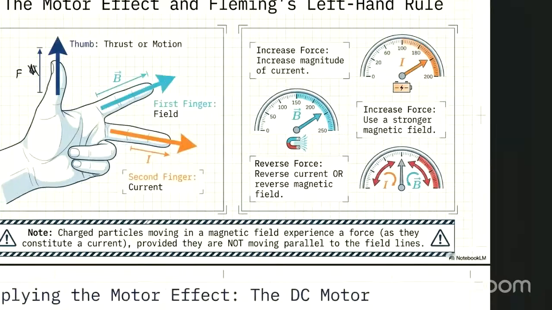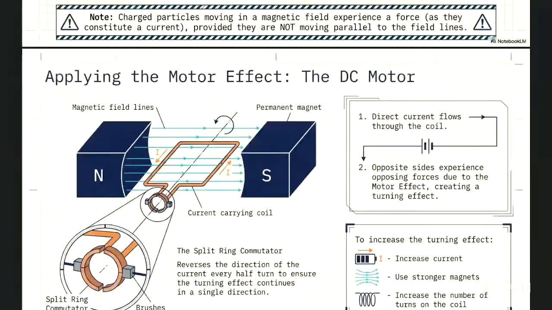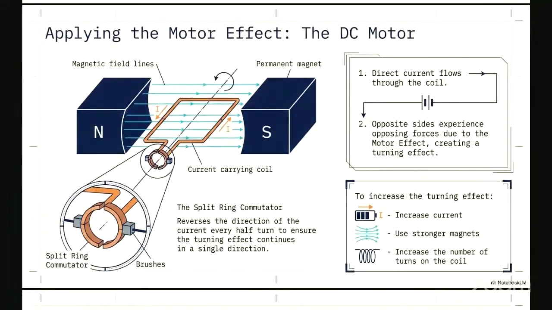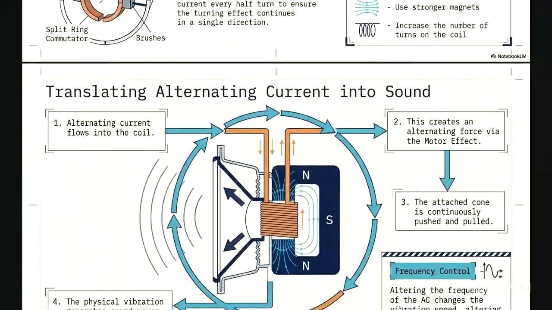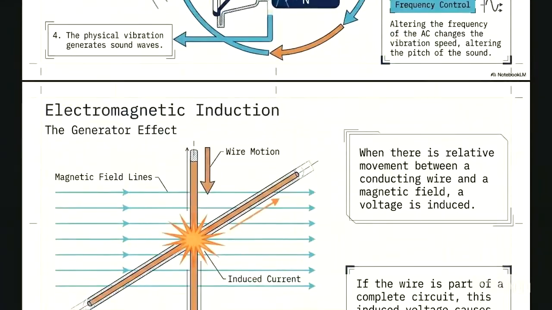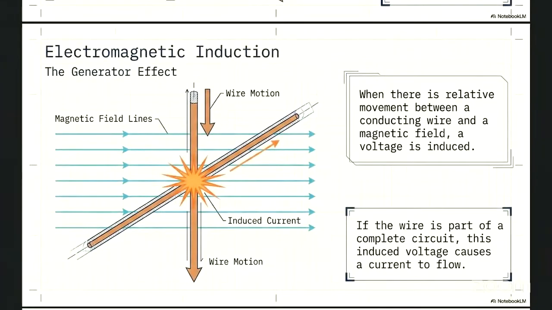We also discussed the motor effect, how the motor works, and what factors can be changed in order to increase the turning effect. We discussed the electromagnetic induction part as well. Induction means generating something under an external influence.